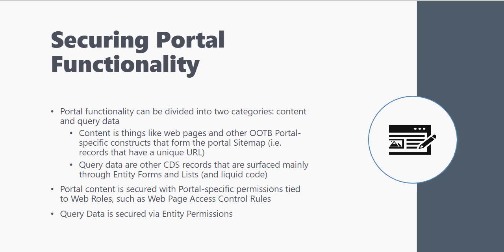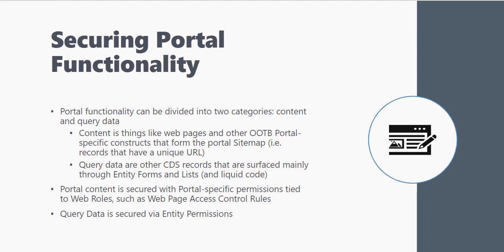So how is portal functionality secured? Well, portal functionality can be divided into two categories: content and query data. Content is things like web pages and other out-of-the-box portal-specific things. We're talking blogs, forums, ideas, and so on. Anything that comes out of the box with portals and dates way back to the original ADX Studio portals. That's a pre-Power Apps type thing.